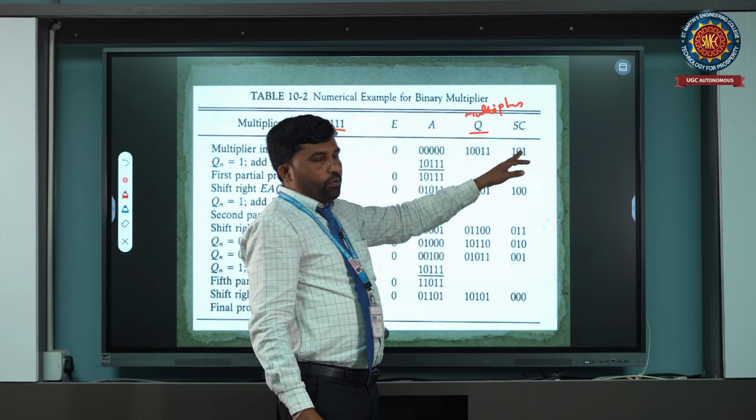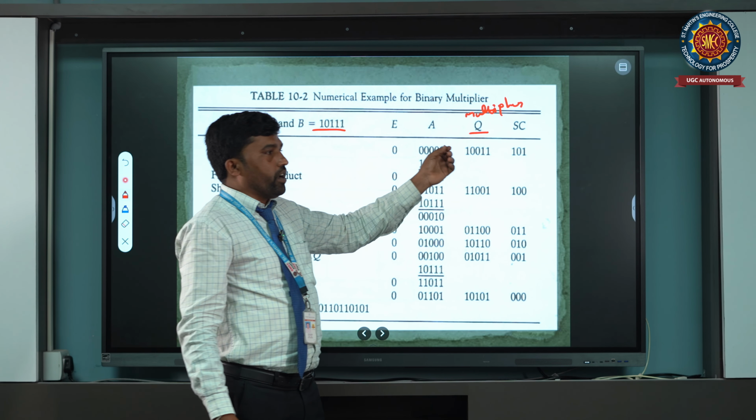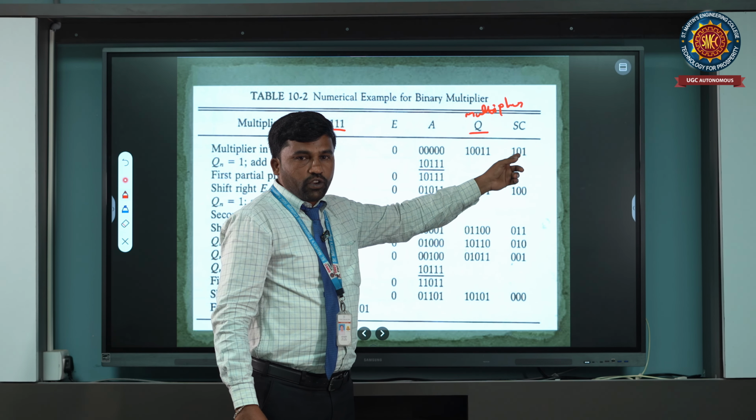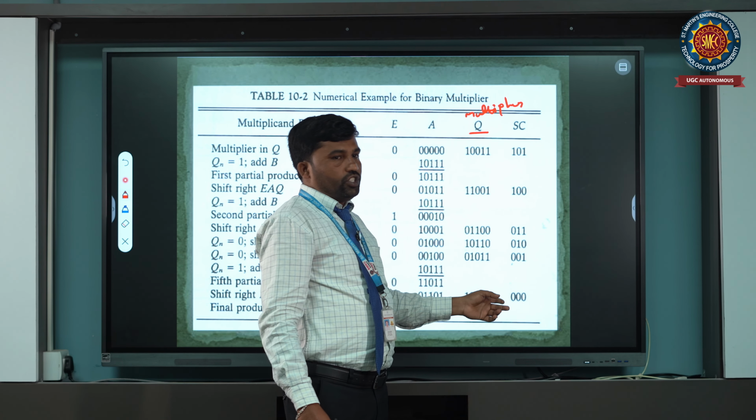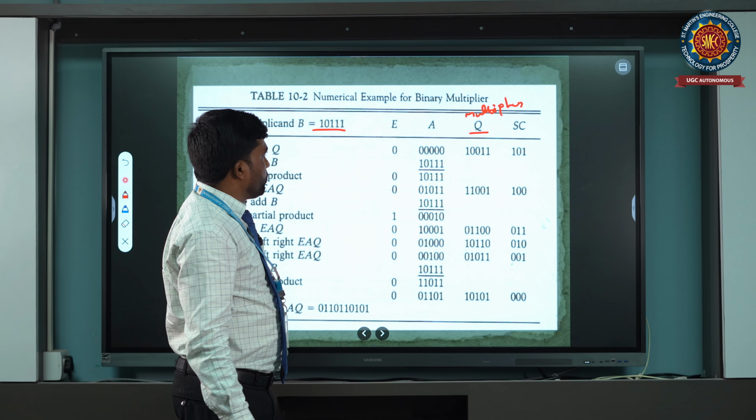So up to how many bits are there? There are 5 bits, which means the sequence counter goes up to 5. So we start the conditions from 5 down to 0.